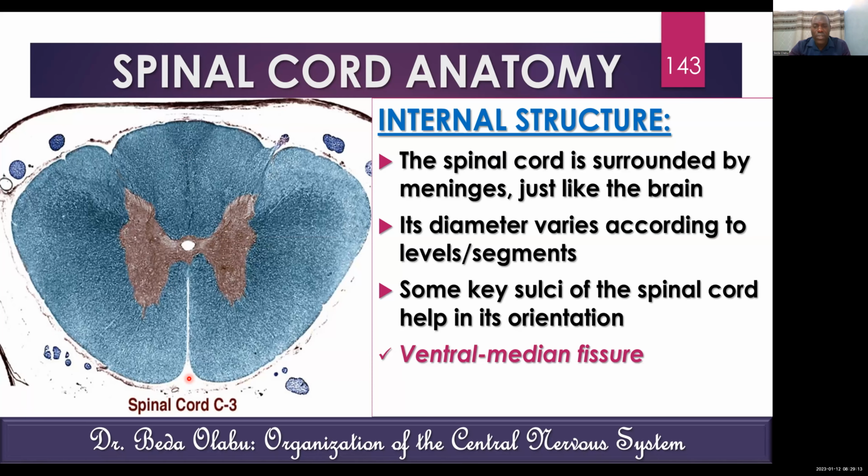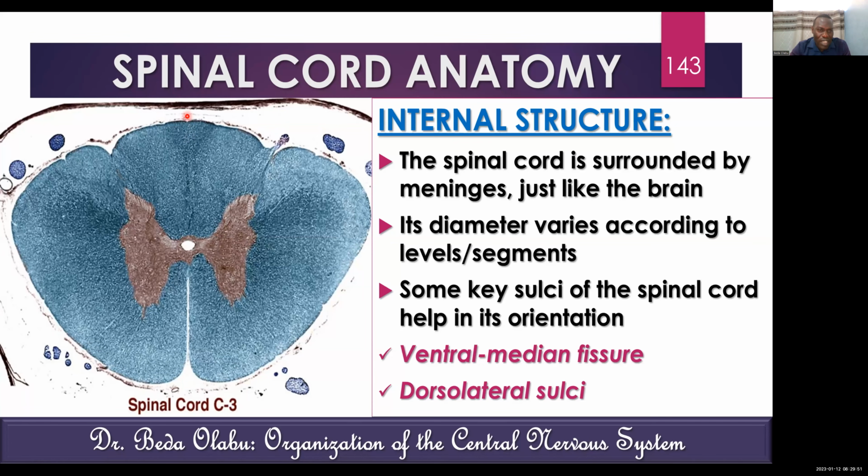The other fissure to look at is the dorsolateral sulcus, which is this one. The dorsolateral sulci are paired, so they're not midline, but paired right and left. Again, they are dorsolateral. Now, they're a little fainter compared to the ventral median fissure, as you can see here, and they're paired as well. So you can use that concept to orient yourself. Even if this part was facing whichever direction, it will still be the anterior part of the cord.